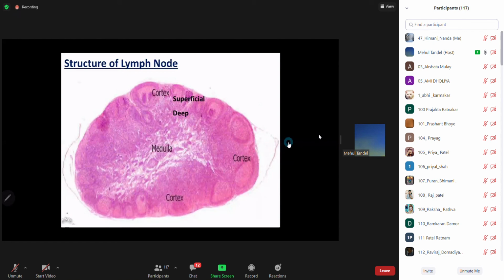So then let's take a break of 2 minutes or 5 minutes. Then we will see the structure of lymph node.